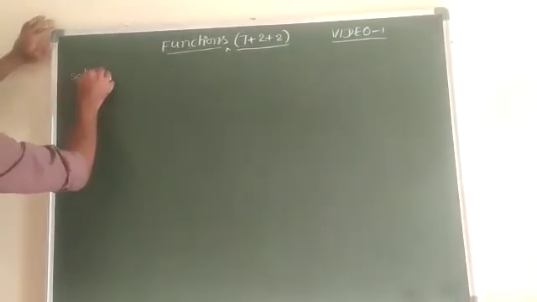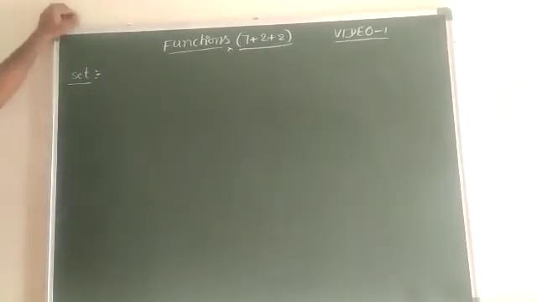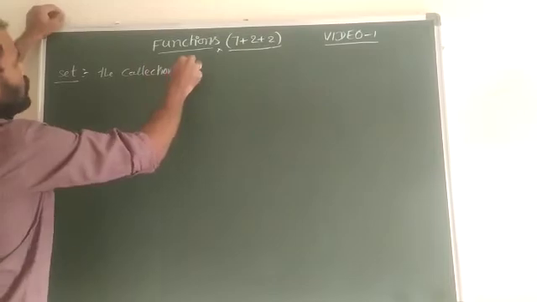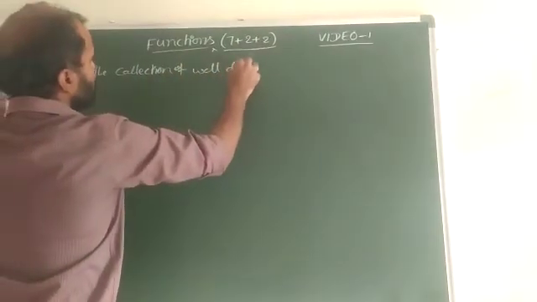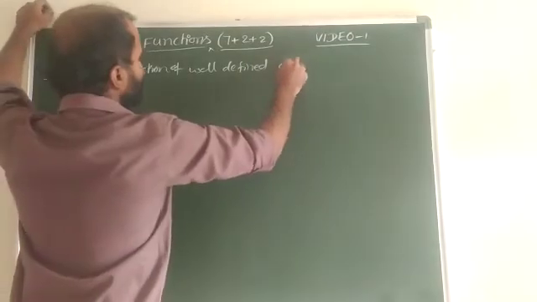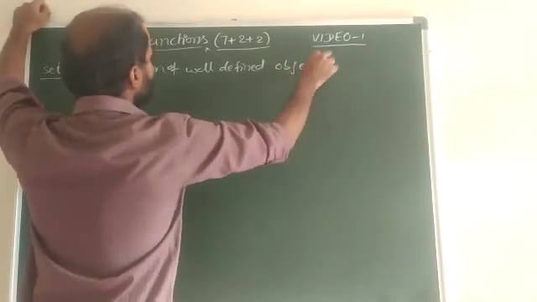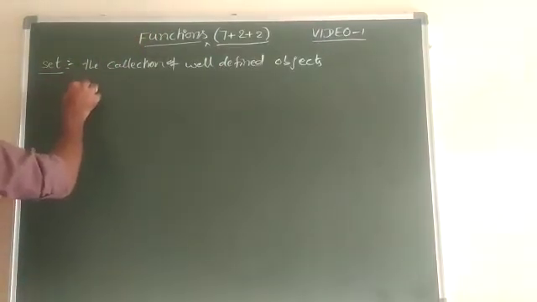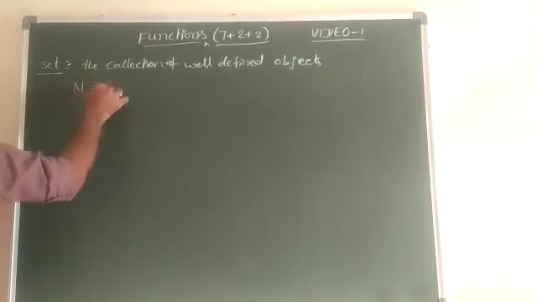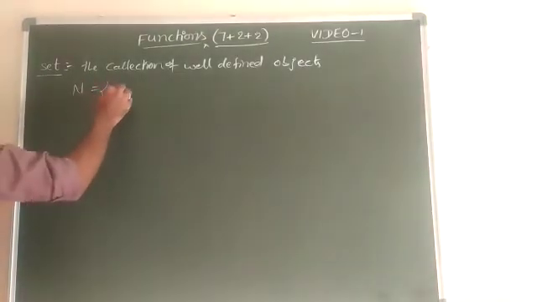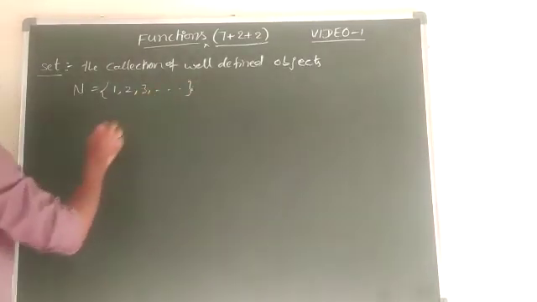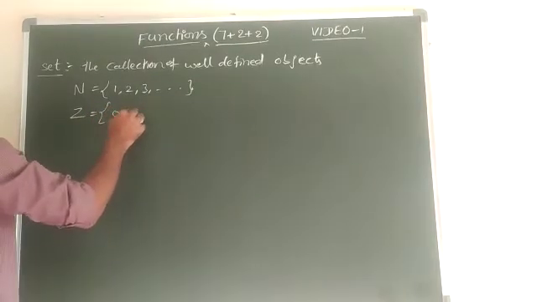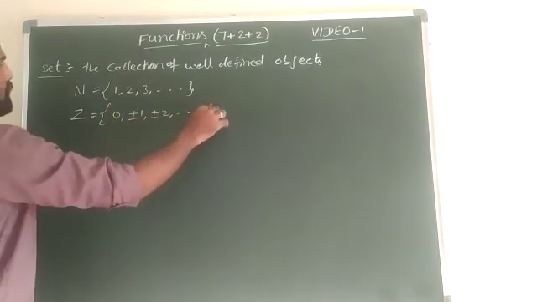The definitions are: first, set. What is a set? The collection of well-defined objects is called a set, and sets are denoted by capital letters of the English alphabet, like N, which means the set of natural numbers, that is 1, 2, 3 and so on, and Z, which means the set of integers, 0, plus or minus 1, plus or minus 2, like that.